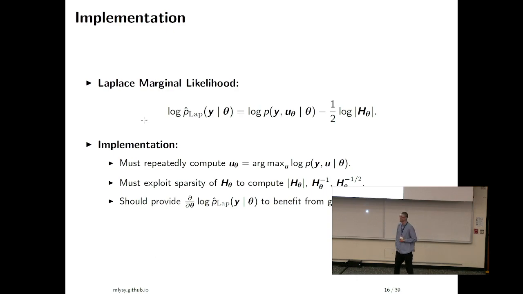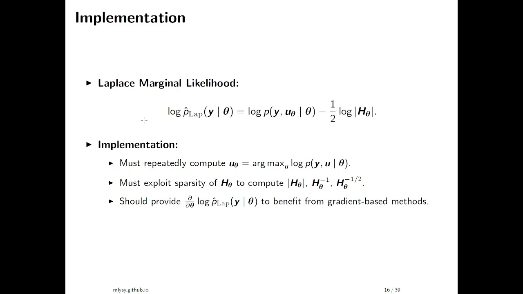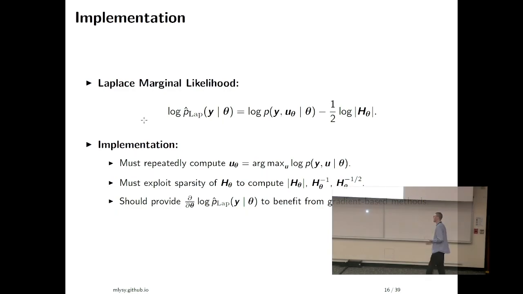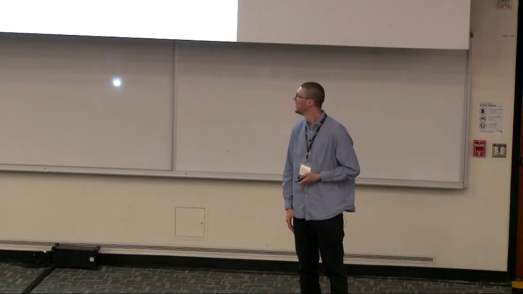Also, if we were really trying to use the best computational methods for inference, we'd actually want the gradient of this marginal with respect to the hyperparameters, because then if you want to do mode finding, you get to use a gradient-based approach. If you want to do MCMC, you can use gradient-based methods like HMC, NUTS, and so on. So this is really useful for using modern algorithms.